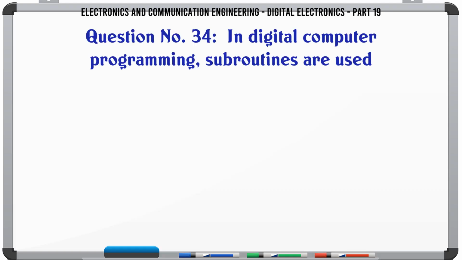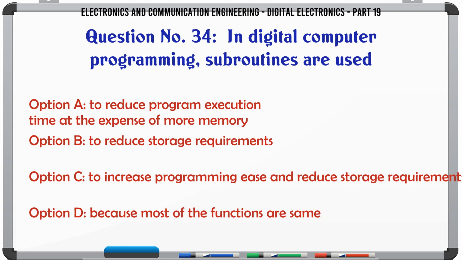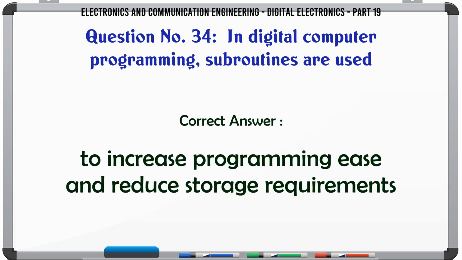In digital computer programming, subroutines are used: A. to reduce program execution time at the expense of more memory, B. to reduce storage requirements, C. to increase programming ease and reduce storage requirements, D. because most of the functions are same. The correct answer is to increase programming ease and reduce storage requirements.